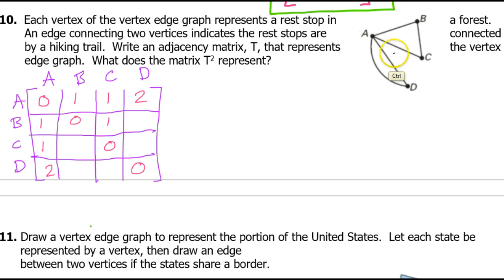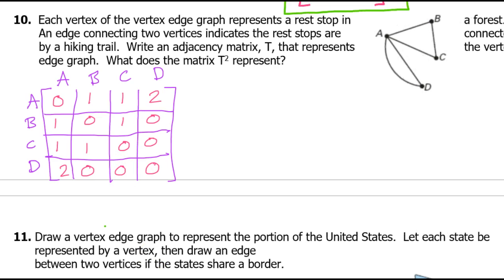There's no trail between B and D. Wait, so let me go back. There's a trail between B and C, so that's going to be here and here. There's no trail between B and D, so that'll be a 0 here and a 0 here. Okay, there's no trail between C and D. So those will be zeros here and here. So this is my adjacency matrix, and we're supposed to call this matrix T. So matrix T equals that.